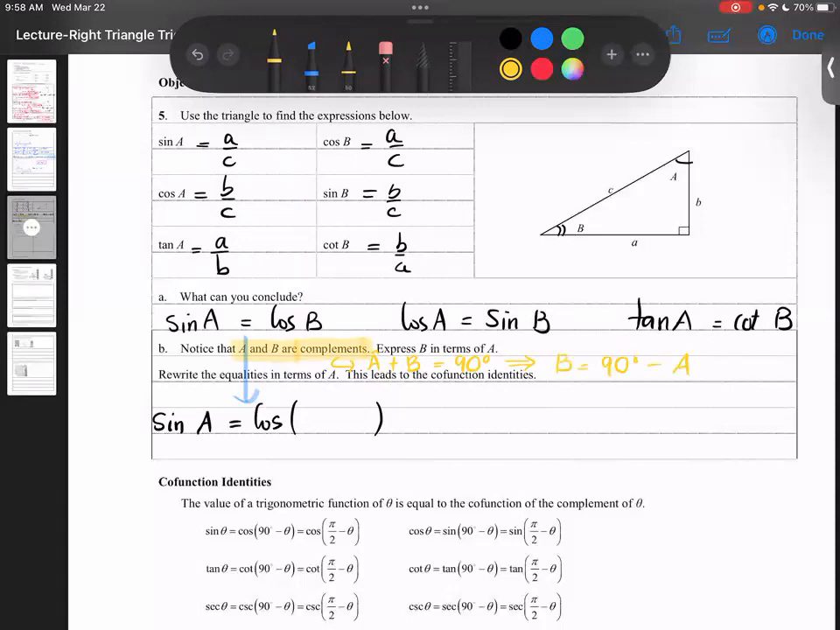So instead of writing B here, like I showed up there, I want to replace it with what? 90 minus A, but no B.